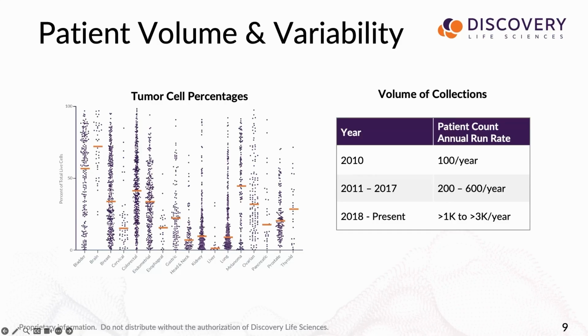We first launched our dissociated tumor cell product in 2010, and we did 100 that first year. The subsequent years, we were doing between 200 and 600 collections and dissociations a year. And then 2018 up through the present, we're doing over 1,000 to over 3,000 viable cell collections and preparations a year.